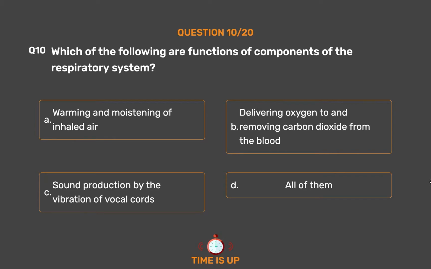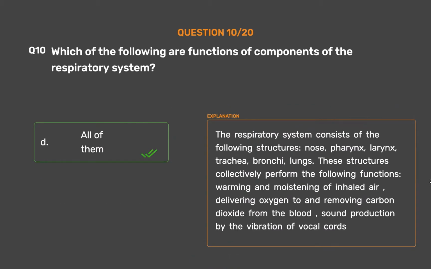The correct answer is option D. All of them. The respiratory system consists of the following structures: nose, pharynx, larynx, trachea, bronchi, lungs. These structures collectively perform the following functions: warming and moistening of inhaled air, delivering oxygen to and removing carbon dioxide from the blood, sound production by the vibration of vocal cords.